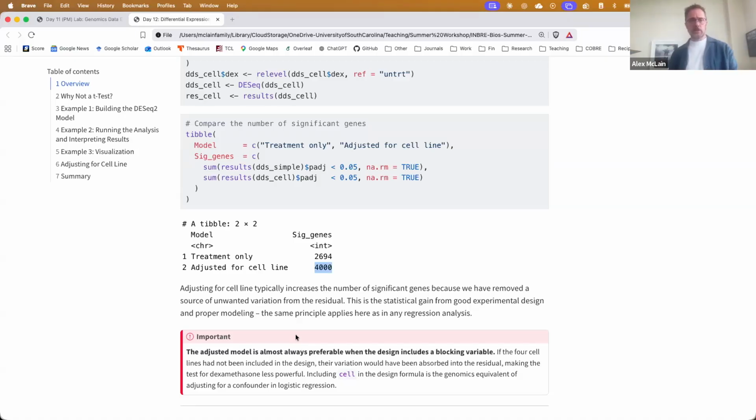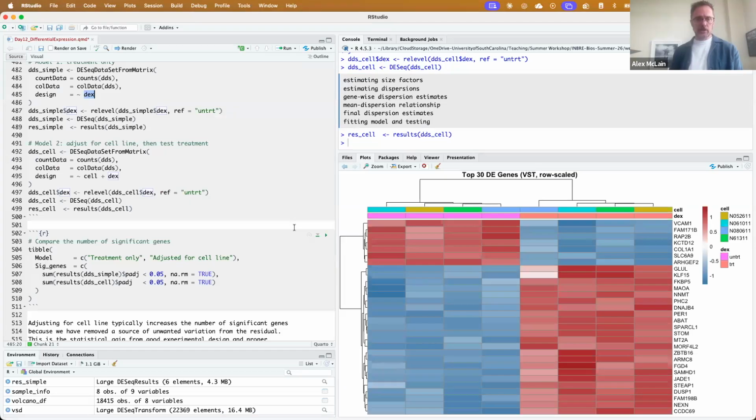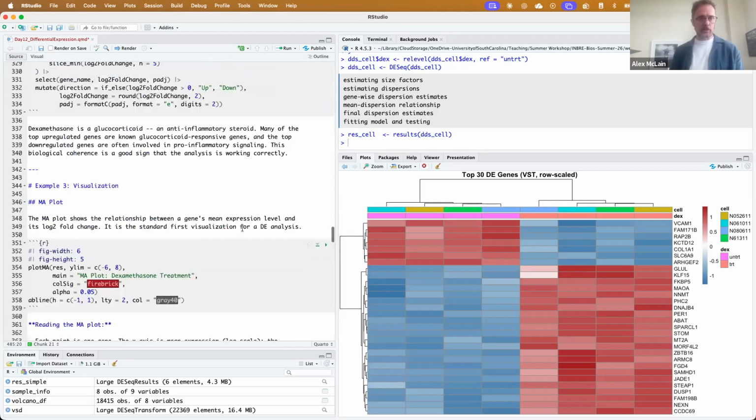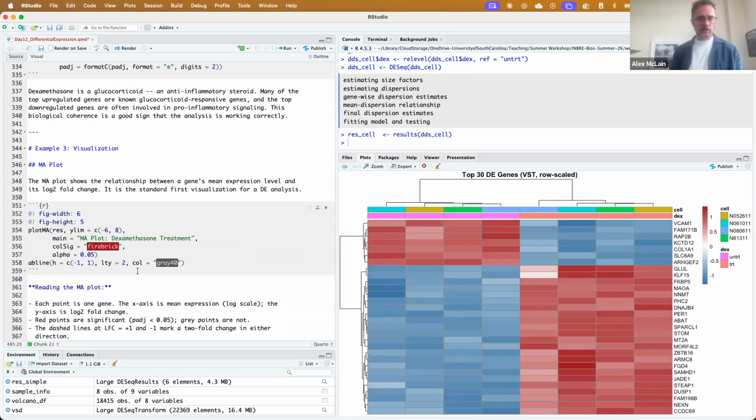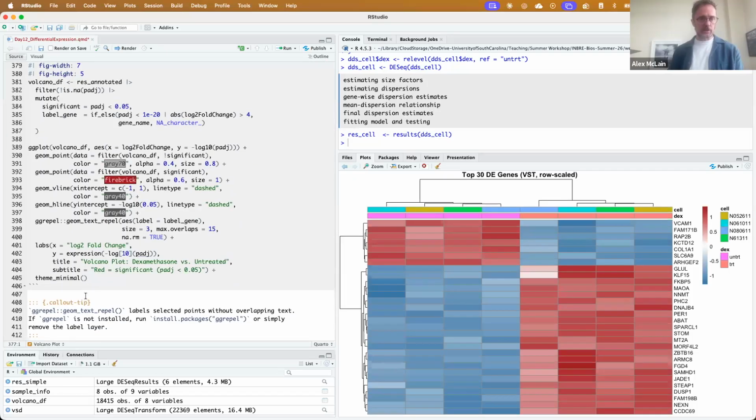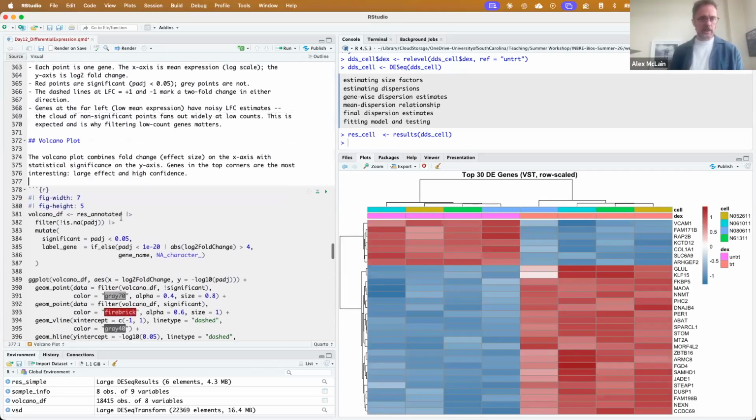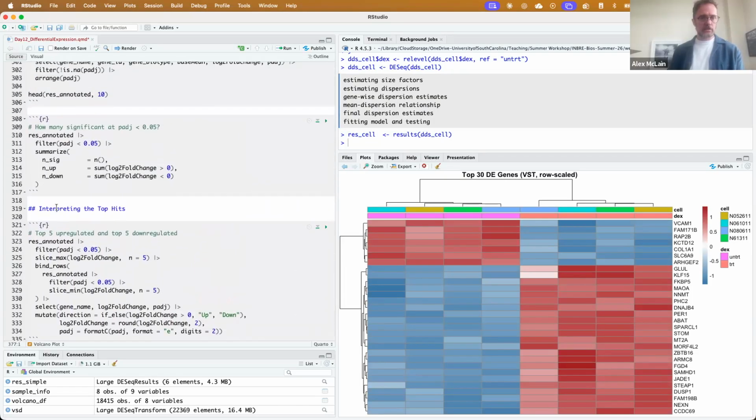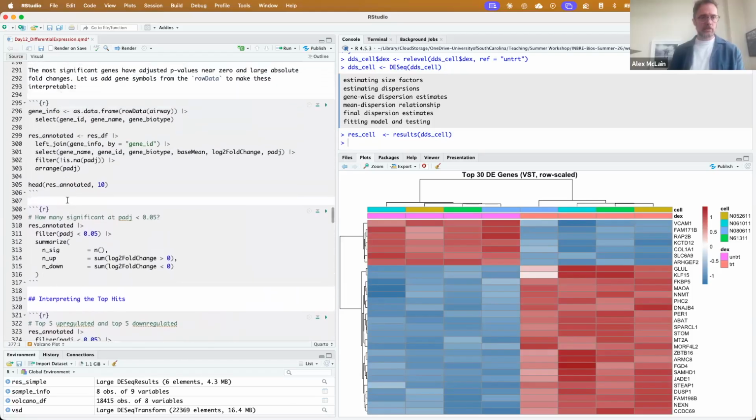So with this new cell model, we can again do all the same things that we did before. We can look at the top genes, and we could look at the MA plot. Actually, let's look at the volcano plot. I think the volcano plot is... Oh, we need these annotated results to do that. So let's get those first. Okay. Nope, that's not what we want here. It's the annotated results.